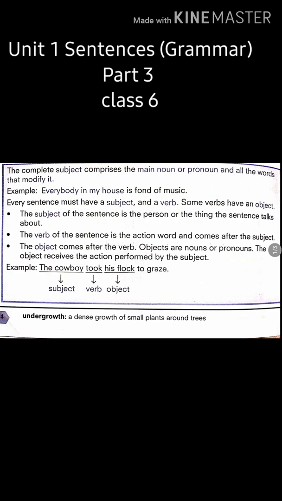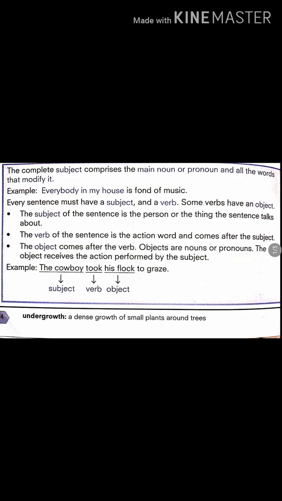Welcome students. Today we are going to see how the sentence is divided into subject, verb and object. In the initial part of this lesson we have seen how the sentence is divided into subject and predicate. Now here we have to see what the verb and the object are in a sentence. The predicate part is again divided into verb and object. So it's given over here.